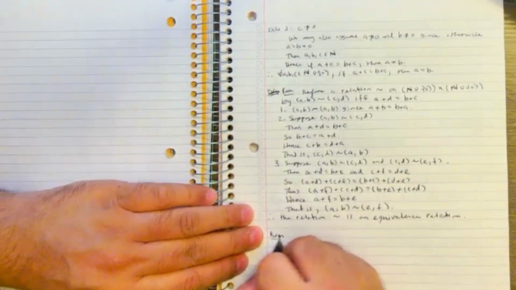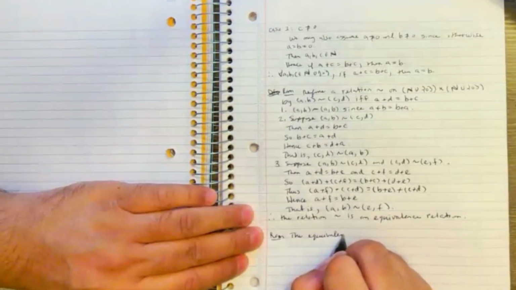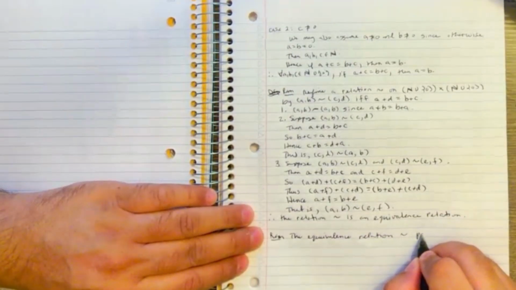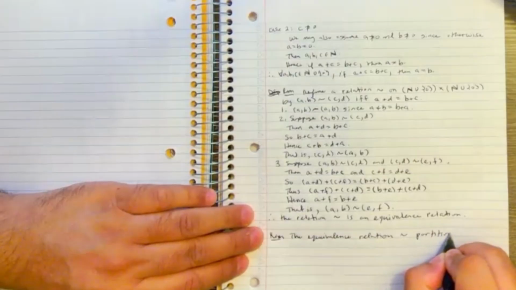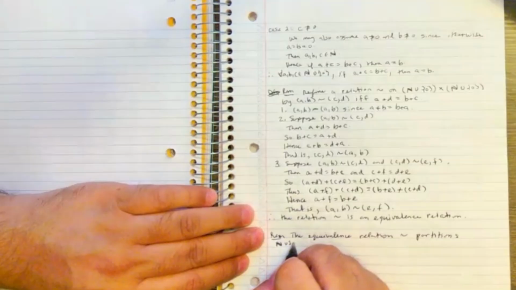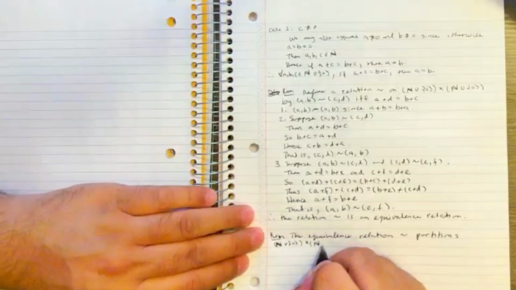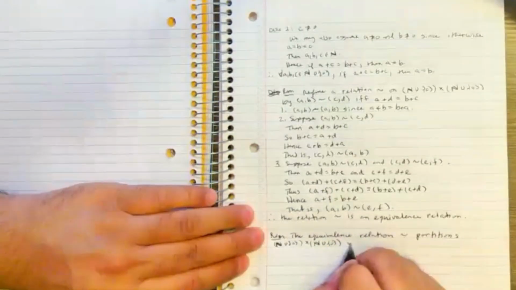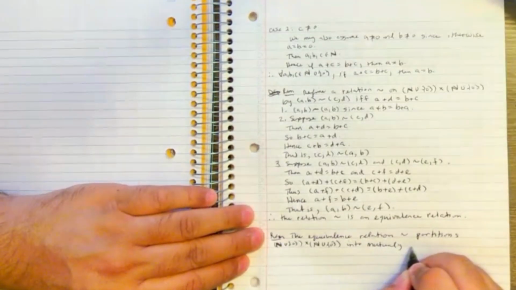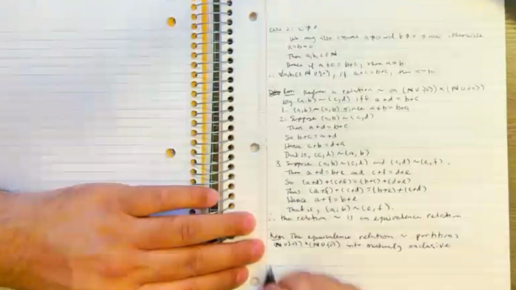So the equivalence relation tilde partitions the Cartesian product of the whole numbers with itself into mutually exclusive equivalence classes.